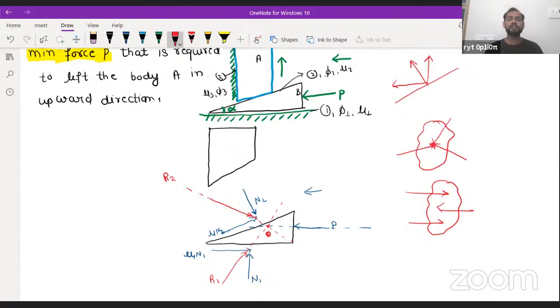Now, if this concept is clear to you, then you can easily solve any question. How can you solve any question easily? As you know, what is the angle of friction? The angle of friction is nothing but the angle between the resultant force and the normal reaction. So this is the angle of friction. Its value is phi1. It is already given.